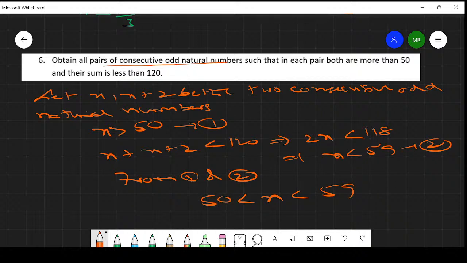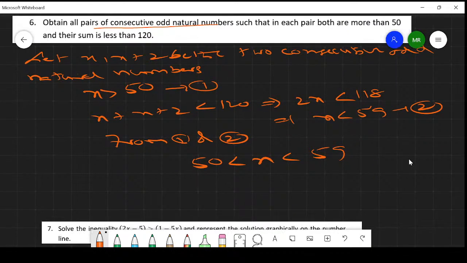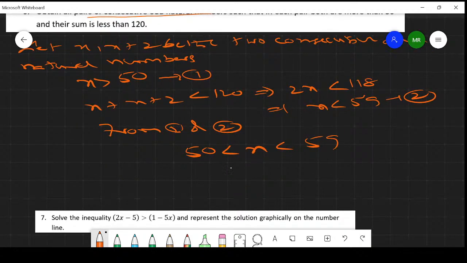They are saying consecutive odd natural numbers. Between 50 and 59, the odd consecutive numbers start with 51, you will always get 51. You can see what natural numbers you will get. What values can x take? So x can take the values here.